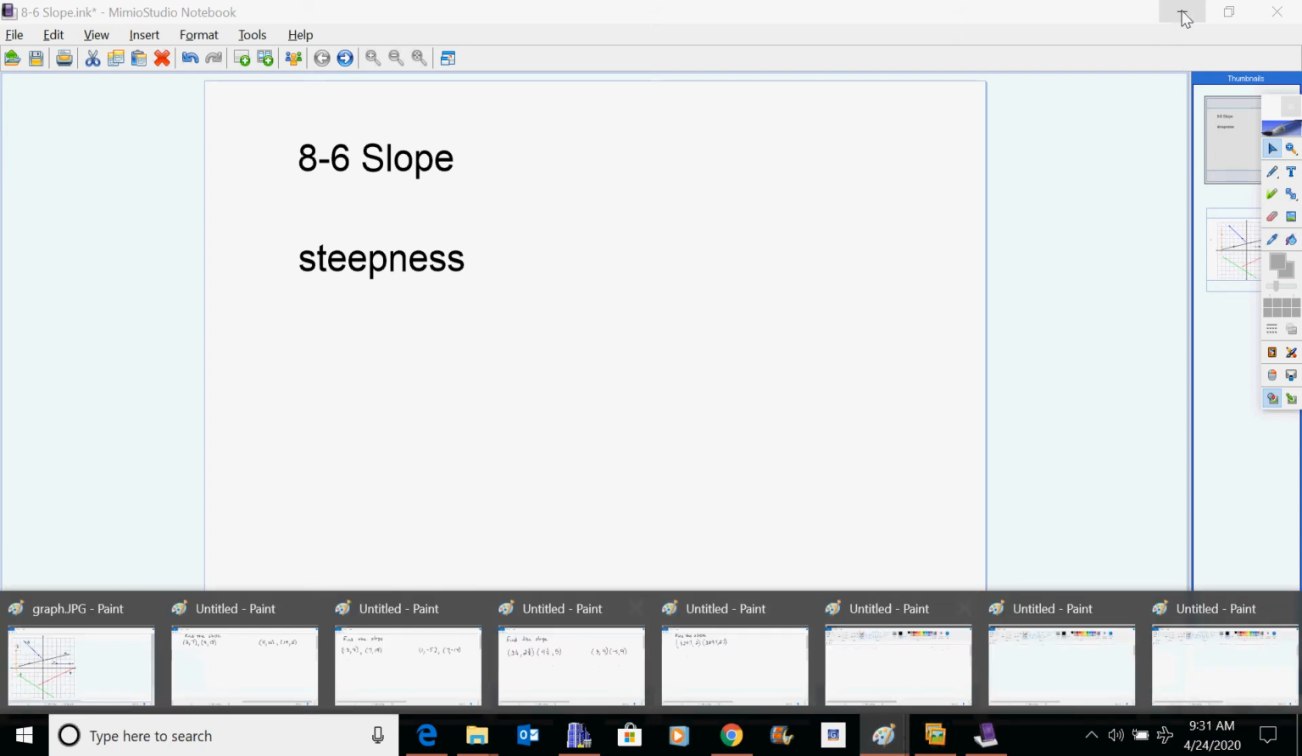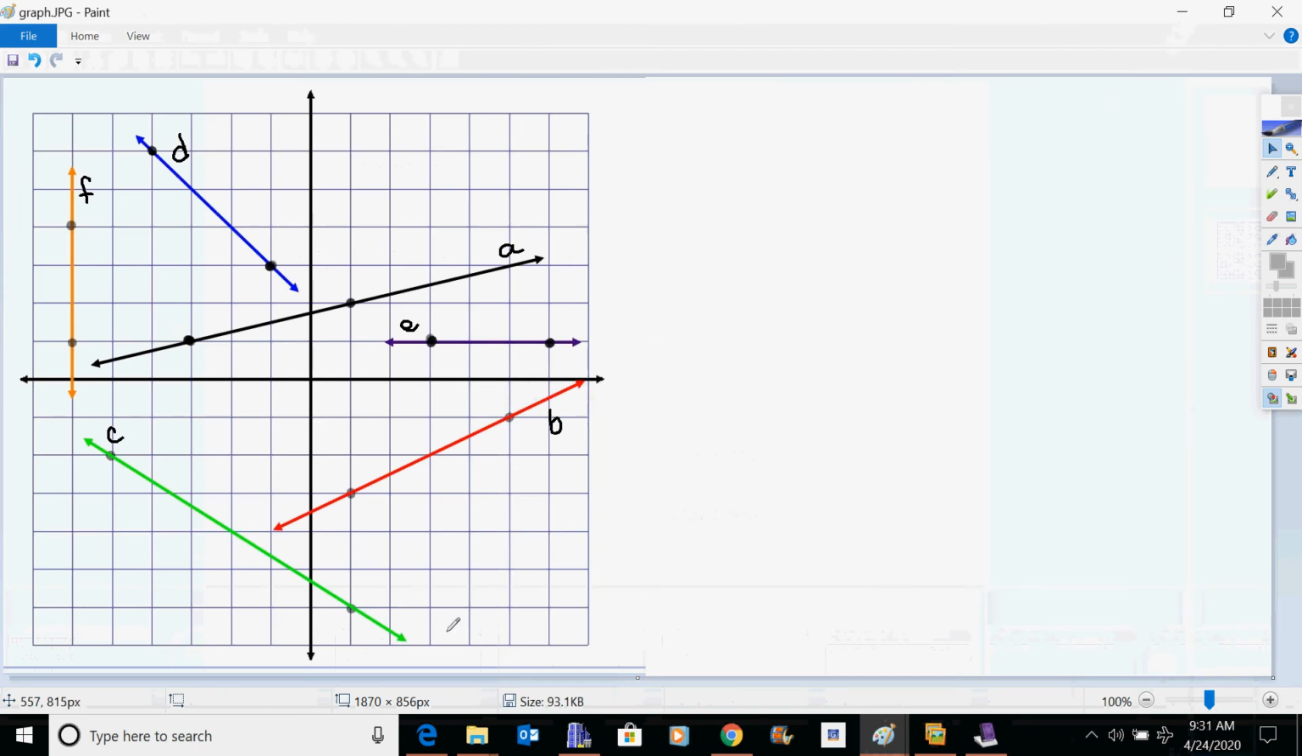So if I just minimize this, this will be the easiest way. I have this graph, and I've got all of these lines on here. I've labeled them A, B, C, D, E, and F. So we're going to talk about the slope of each of these lines.